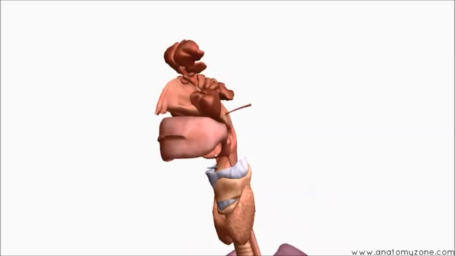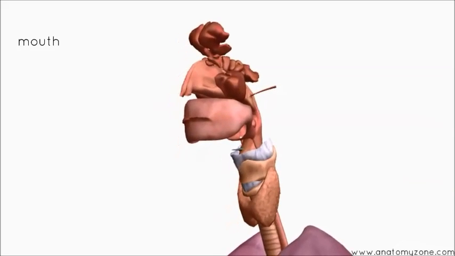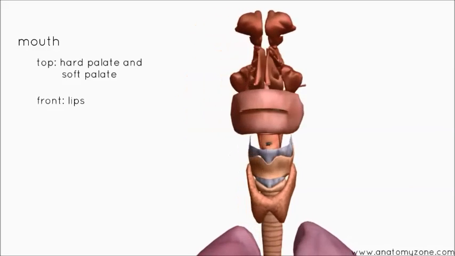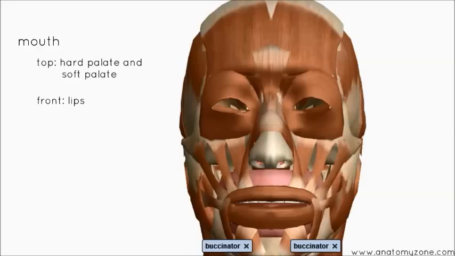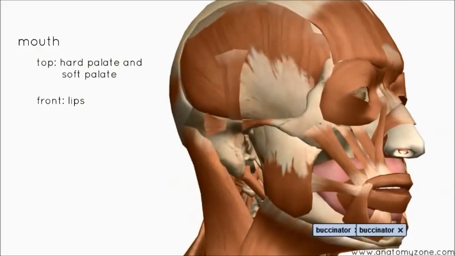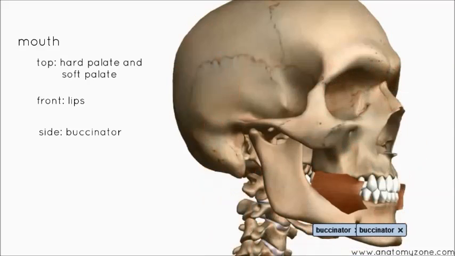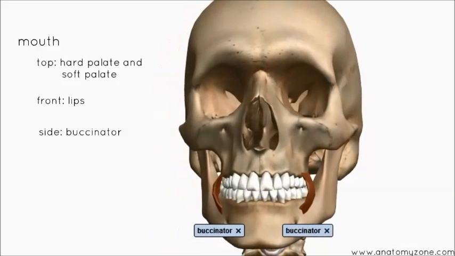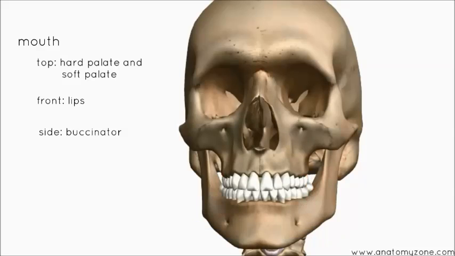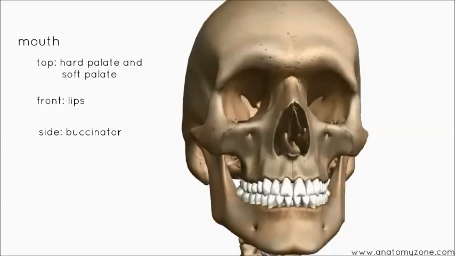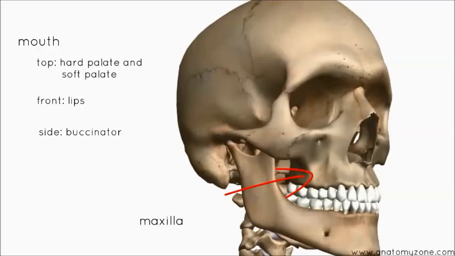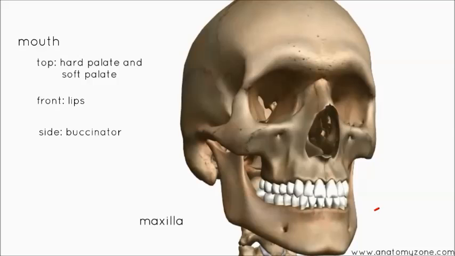So digestion begins at the mouth, and the mouth is formed by the hard palate and soft palate at the top, and you've got the lips at the front, which you can see here. The side walls of the mouth are made up by a muscle called the buccinator muscle. So if I just isolate that, you can see this muscle called the buccinator making up the side walls of the mouth. And then you've got the teeth and tongue inside the mouth. So you can see on this model the upper teeth sit in the maxilla, so this is this bone of the skull, and the lower teeth sit in the mandible.